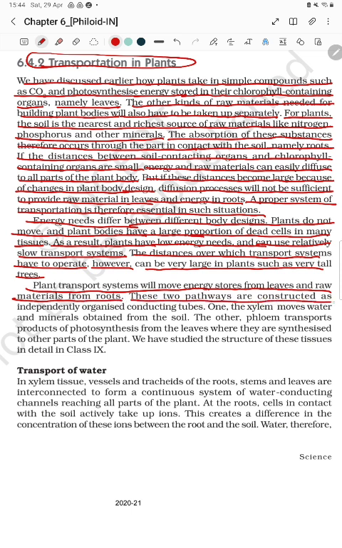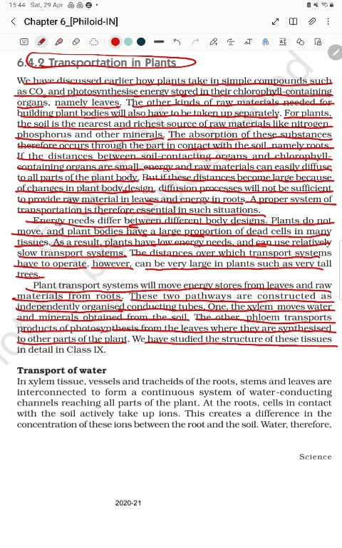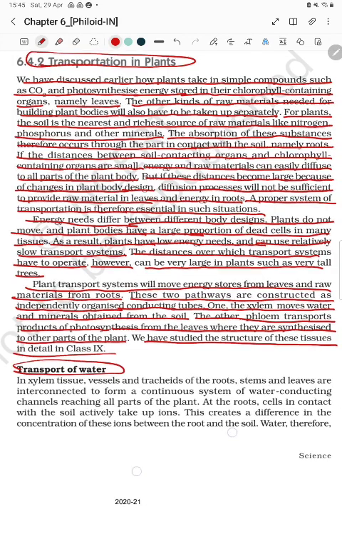These two pathways are constructed as independently organized conducting tubes. The xylem moves water and minerals obtained from the soil. The phloem transports products of photosynthesis from the leaves where they are synthesized to other parts of the plant. We have studied the structure of these tissues in detail in class 9. So firstly we are going to study the transport of water.